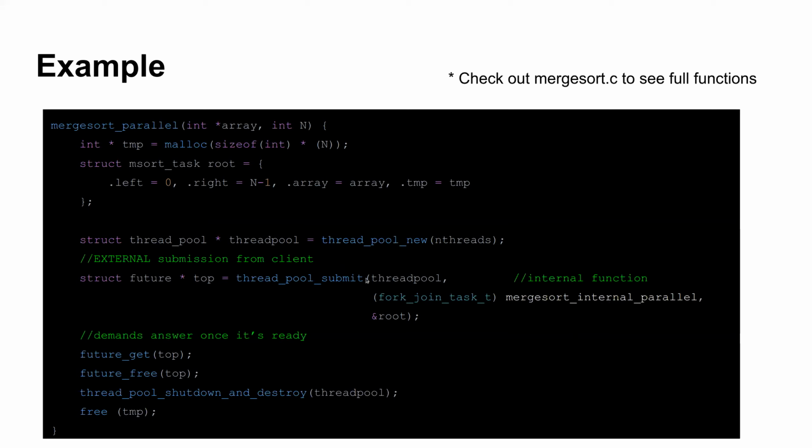So this is done, and then it'll call future get when it's ready to get the answer, and then it'll free the future, shut down the thread pool, and free any other memory it might need. So that's the basics as to how a program may interface with your thread pool. And again, you can change anything you want about the future struct or the thread pool struct, and that won't affect how these programs are run. These programs don't care about what's inside the future struct.